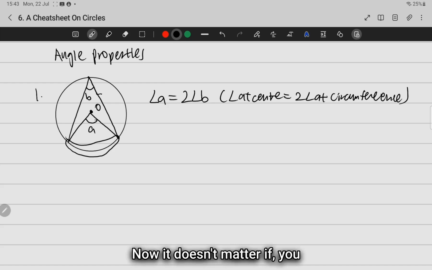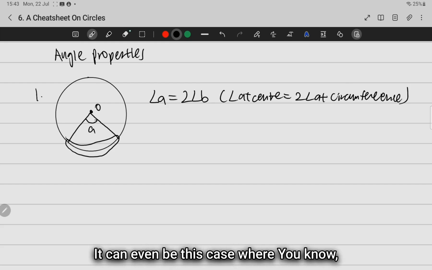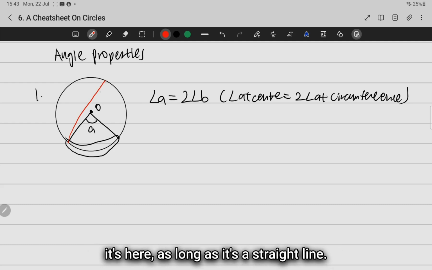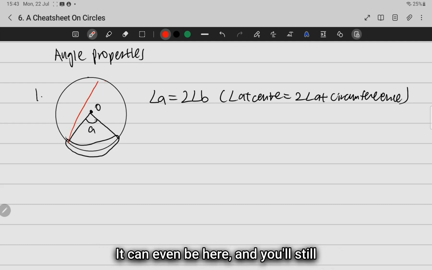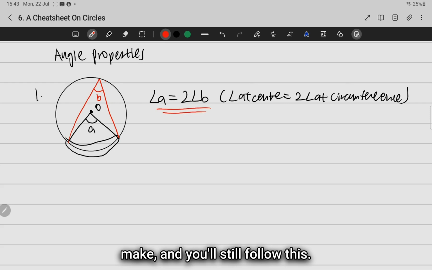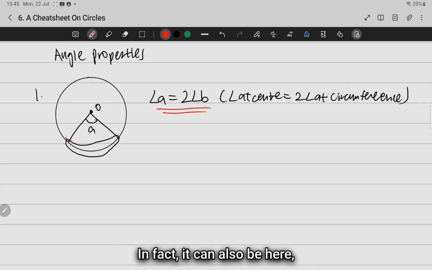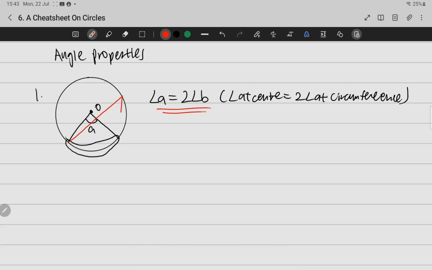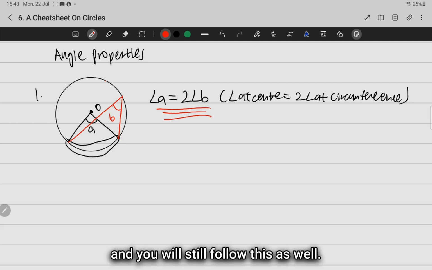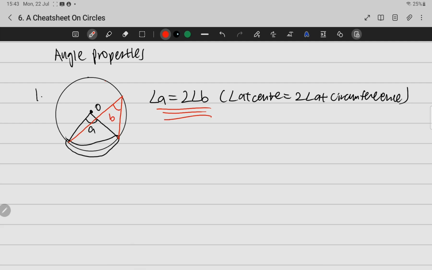Now it doesn't matter if it's directly above. It can even be this case where it's here, as long as it's a straight line. It can even be here, and you still follow this. In fact, it can also be here, and it will still follow this as well. Now, next.